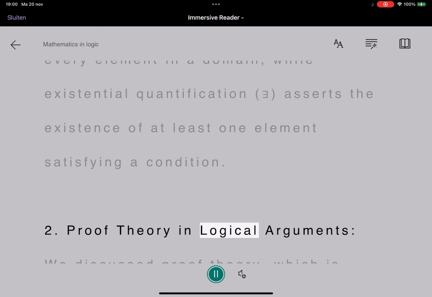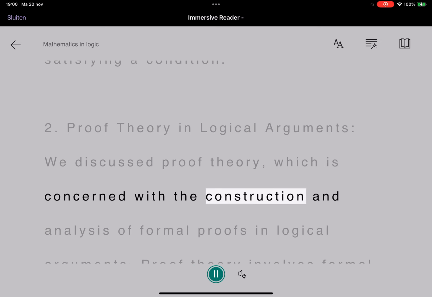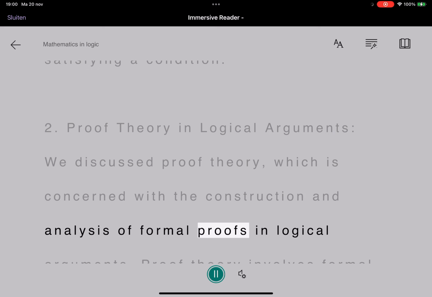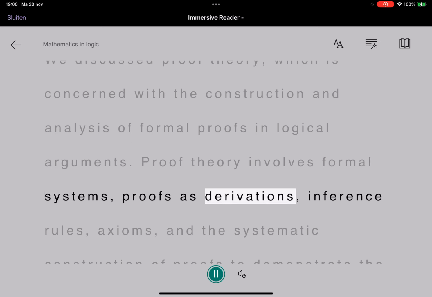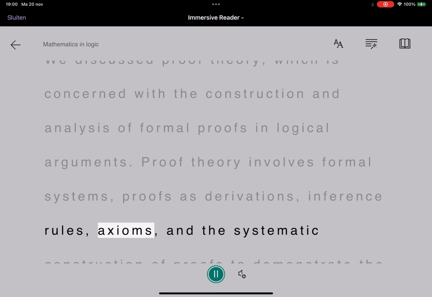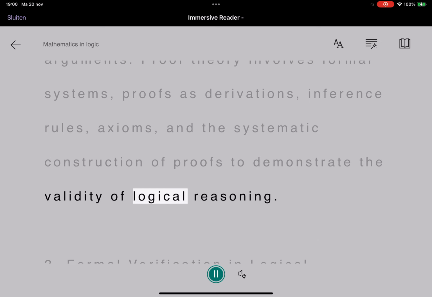2. Proof theory in logical arguments. We discussed proof theory, which is concerned with the construction and analysis of formal proofs in logical arguments. Proof theory involves formal systems, proofs as derivations, inference rules, axioms, and the systematic construction of proofs to demonstrate the validity of logical reasoning.